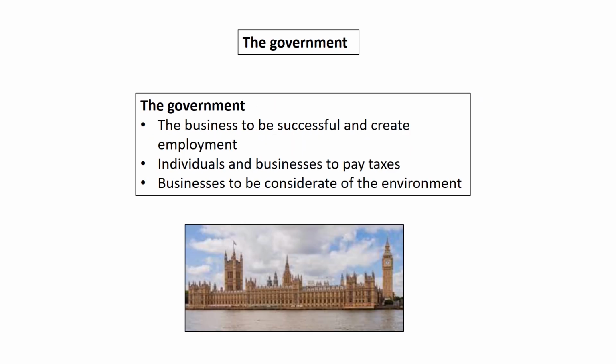The government. The government want businesses to be successful and create employment, as this means that more people are in work and paying taxes, as well as the business paying taxes. This will create revenue for the government to spend on areas such as health and education. With more people in work, it would mean that the government would be paying out less in state benefits. The government also want to see prosperous businesses that take full responsibility, are considerate of the environment, and do not cause excessive damage to the environment.